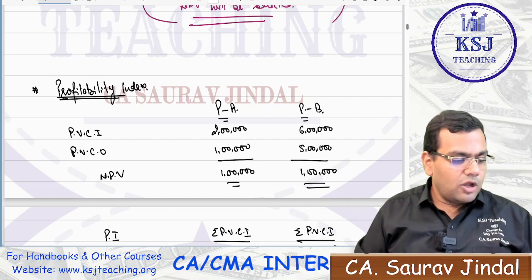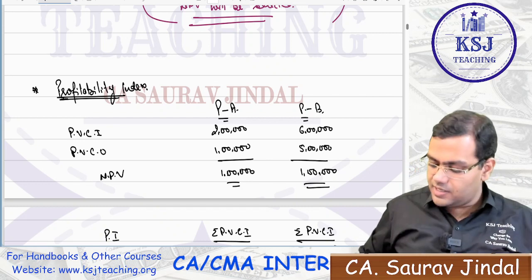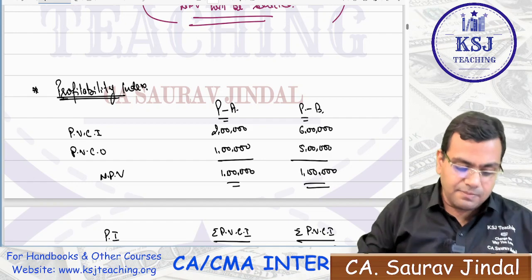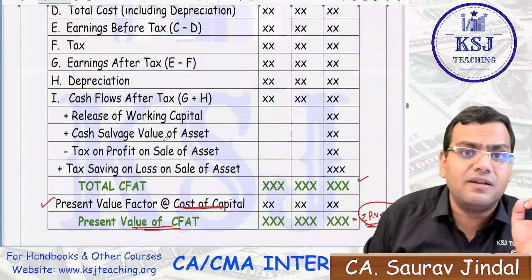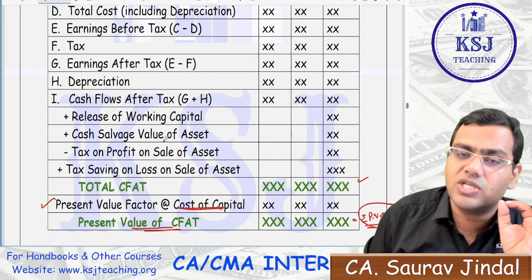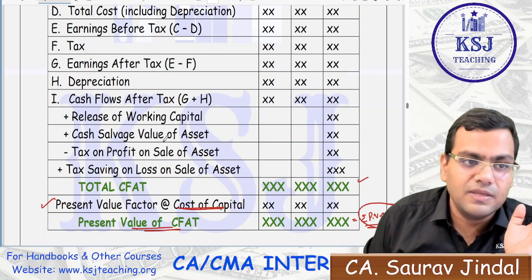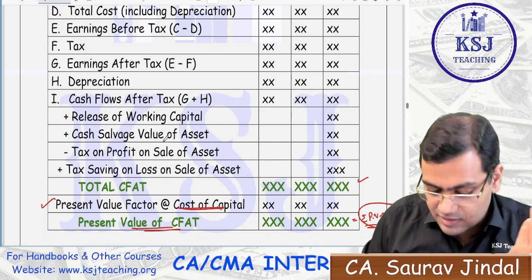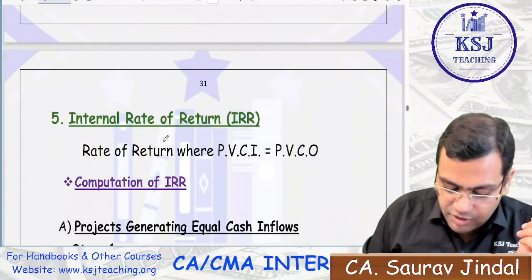Right? The most important part is the net present value. Please follow all the questions of the net present value. That is very, very important, sir. Do all the questions of NPV. The concept is very simple. You have to calculate the present value of cash inflows and the present value of cash outflows. Then subtract, and you will get the positive NPV. Negative NPV can also be there, sir. So this is regarding the profitability index.